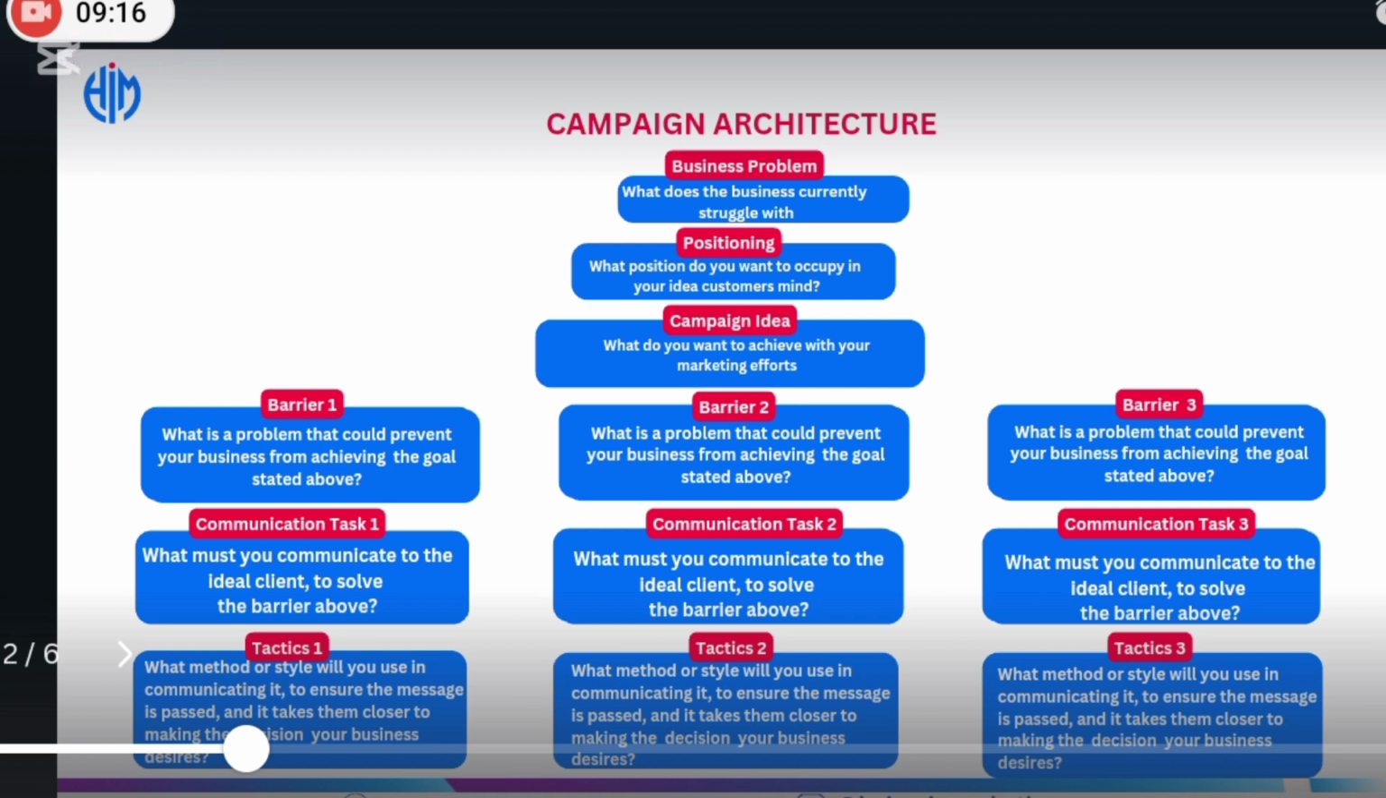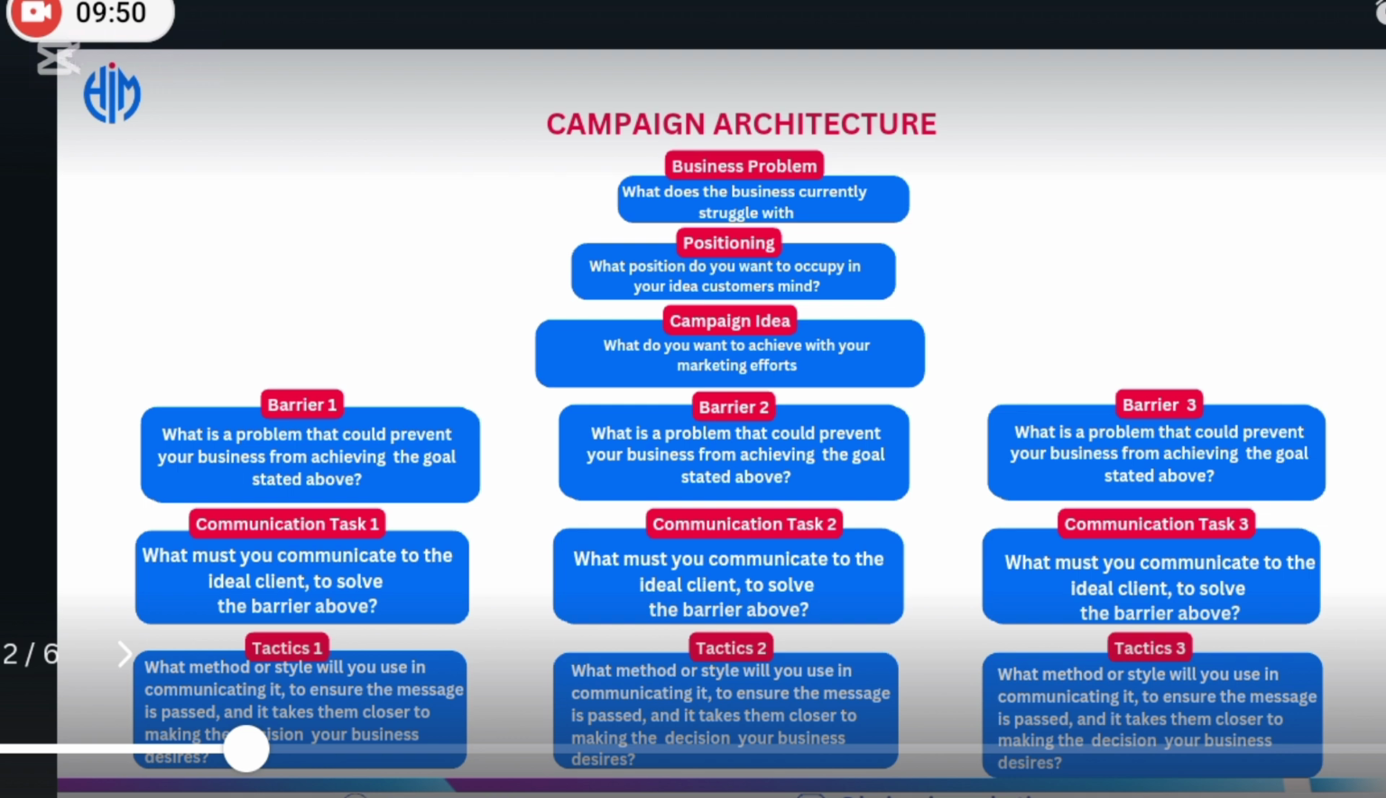So now that we have a clear understanding of what we want to achieve with that campaign, what is the first barrier that stands between us and achieving that? The first barrier is that we are not the only ones in the market. So we have competition that may even be promising the same thing or even better. So that's barrier number one.